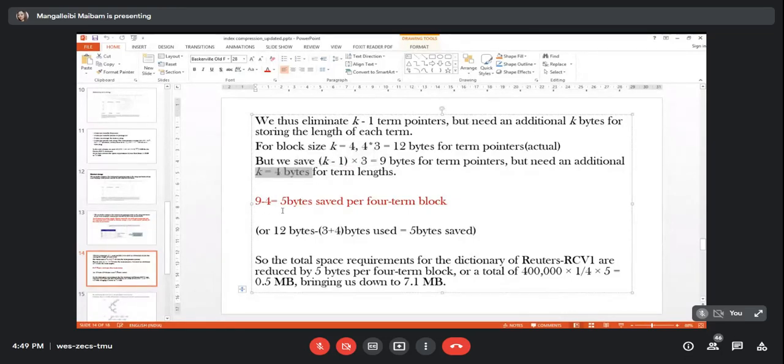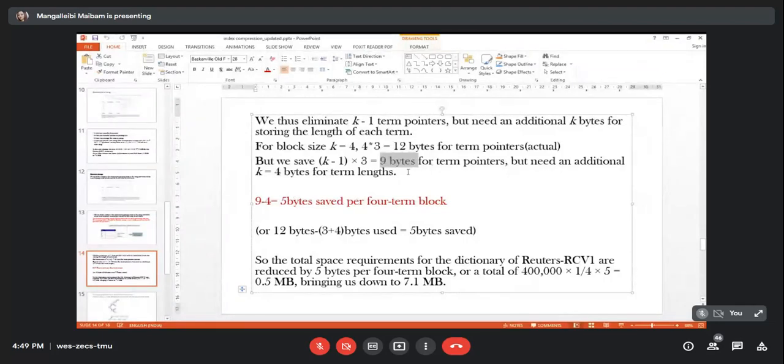So 9 minus 4. Actually we saved 9 bytes, but since we have to spend another 4 bytes for storing the term length, we are going to subtract it from what we have saved. We have saved about 9. We subtract what we are going to use, that is 4 bytes. So the remaining 5 bytes are saved for a 4 term block. So for each block we have saved only 5 bytes.